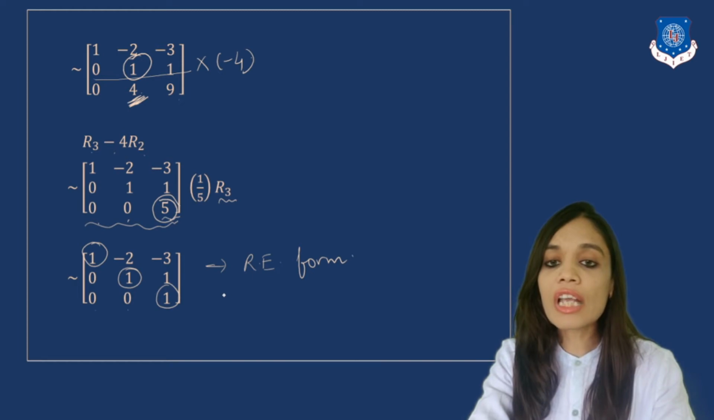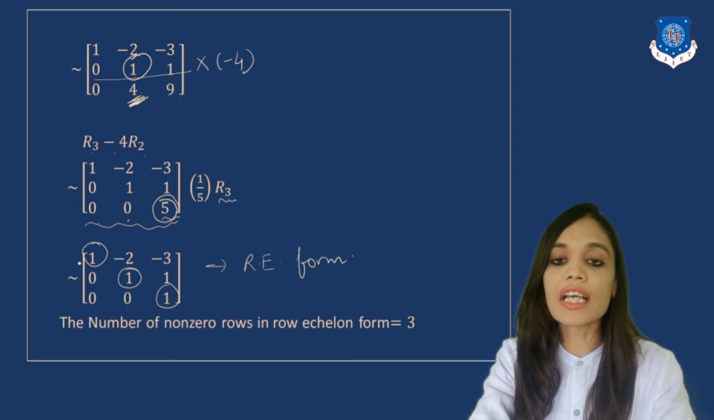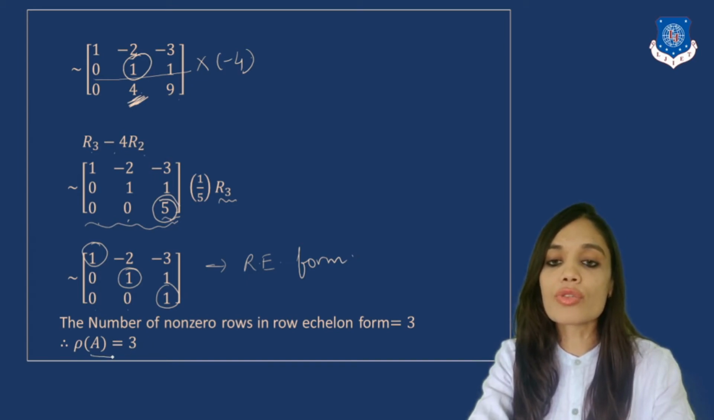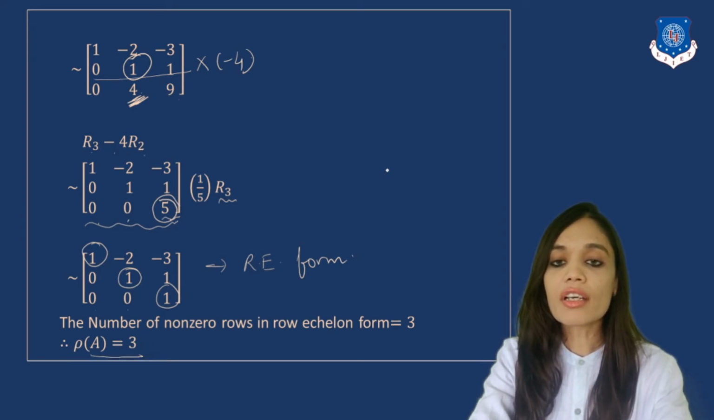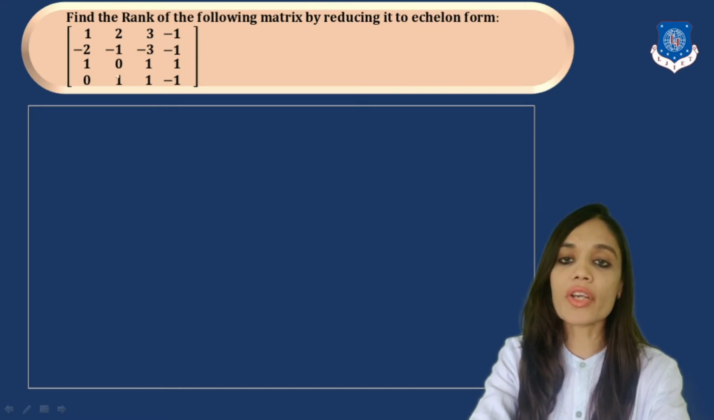Okay. Now count the number of non-zero rows. You can see that there are in all 3 non-zero rows. Therefore, the rank of matrix A is equal to 3. Okay. Now let us solve one more example. We have to find the rank of the following matrix. So let us start with the solution.